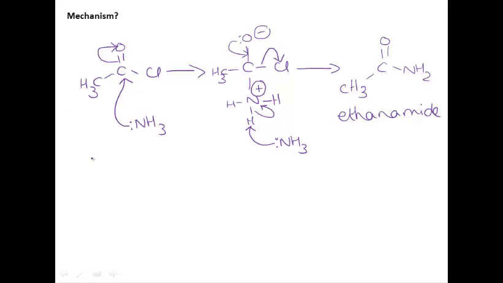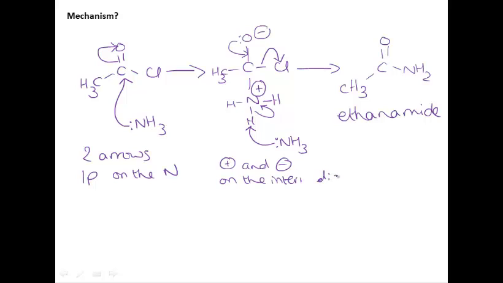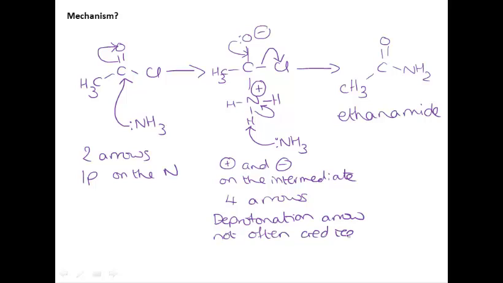So we're going to think about how you might mark this and things that you need to remember. This one's 2 arrows. Careful with the lone pair on the nitrogen. There's a tendency to mess that one up there. Remember on this one, plus and minus on the structure. Four arrows. Quite often this deprotonation arrow, the use of the ammonia, isn't credited, but it is worthwhile learning it just in case in the future it is credited. You may also be asked why excess ammonia is being used.